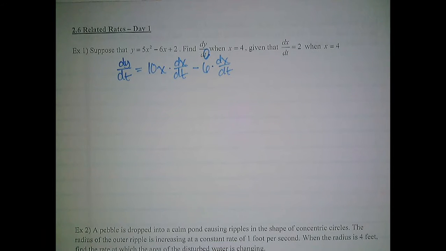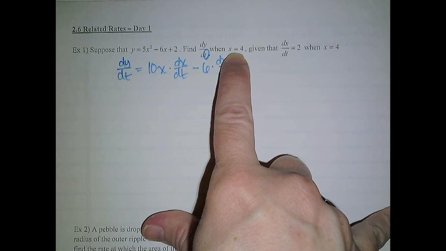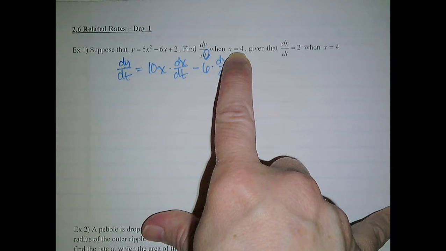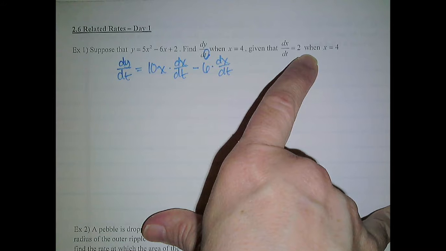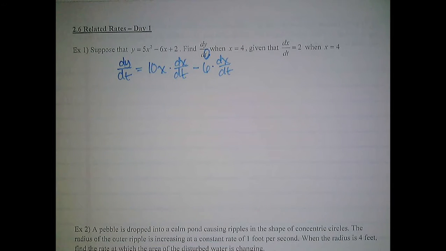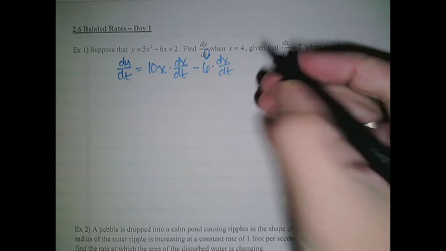But that's not really what they're asking for in this problem. Instead, they went ahead and gave us some additional information. They want us to find dy dt such that x equals 4. And they are telling us that when x equals 4, dx dt is equal to 2. So we can take that information and we can plug it directly in. We want to know what is dy dt such that x is equal to 4.